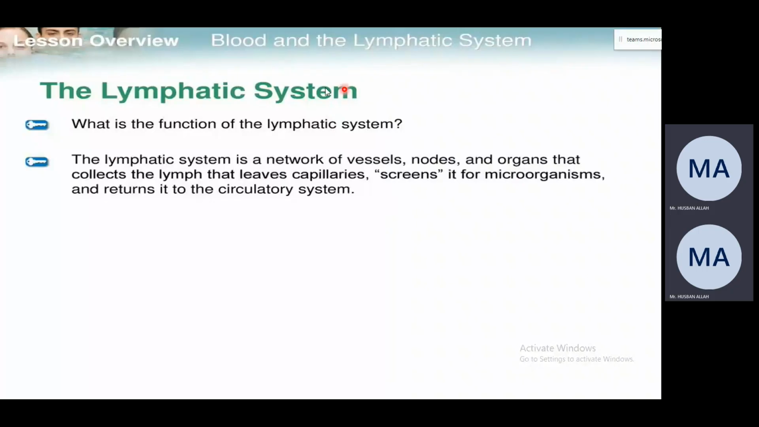The topic we are going to study today is the lymphatic system. Do you know the lymphatic system or not? In the body we have different systems. The system for blood is called the circulatory system. Like the circulatory system, there is another system which has some fluid, or a system of fluid beside the blood.